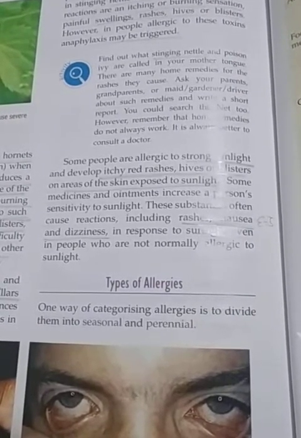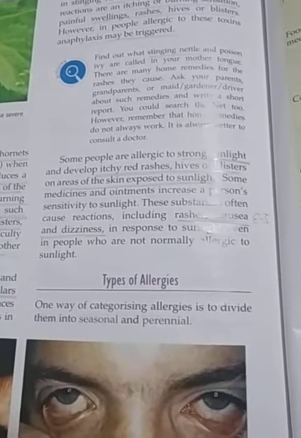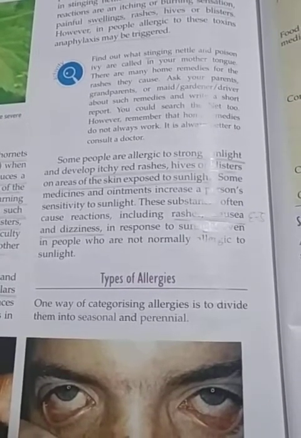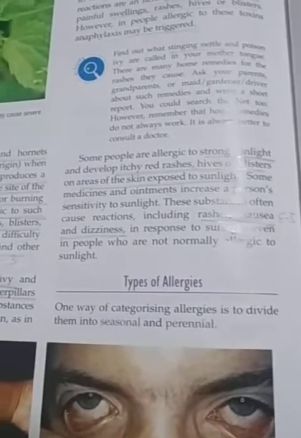In our previous video we had started chapter 6, allergy, and we have done what is allergy and what causes allergy. So we have studied about different allergens. Let us quickly summarize different allergens and their symptoms through this table.